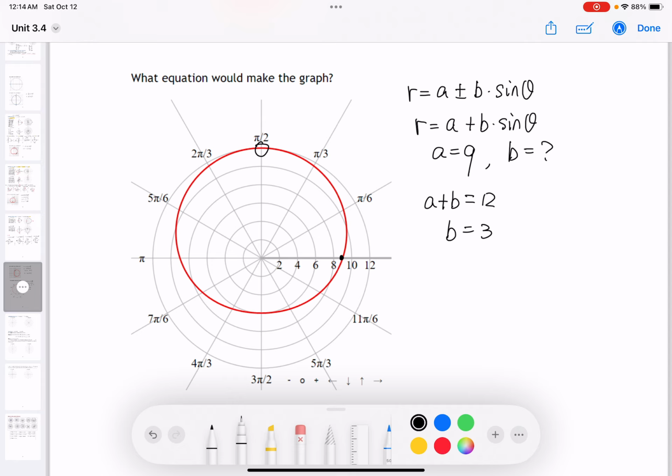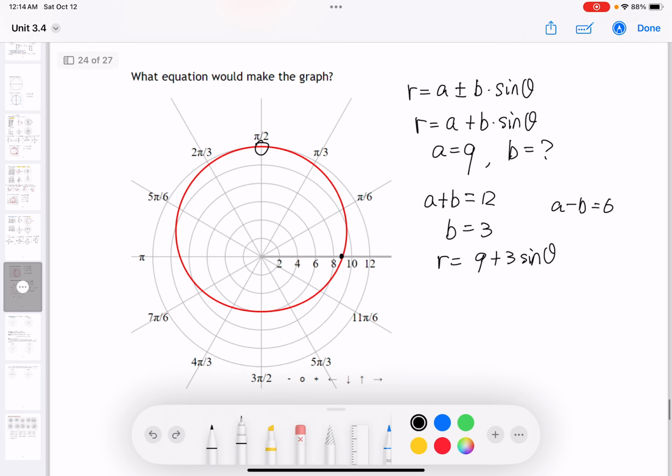Let's see. We found the A, found the B. R is equal to 9 plus 3 times sine theta. And also I can prove A minus B is equal to 6. And this point is 6. Yes, it is. Here is 6. They have the same radius. Okay, we found the equation.